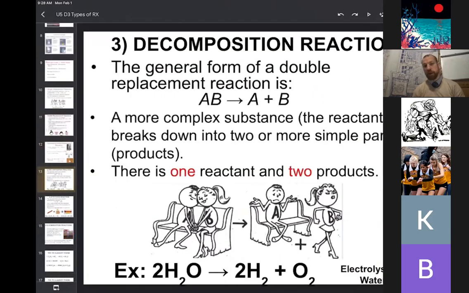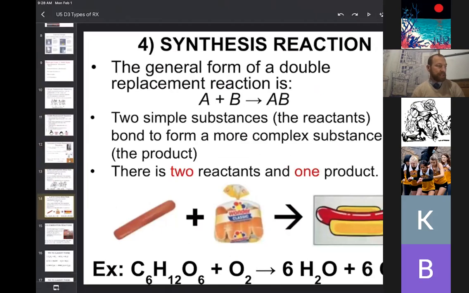Decomposition, we have a complex molecule becoming a more simplistic molecule. And lastly, we have a synthesis reaction in which two simple molecules generally become a more complex molecule. But again, that's not always the case. In the case of combustion, you've got complex molecules becoming more simplistic. Most often, you will have two reactants and one product.